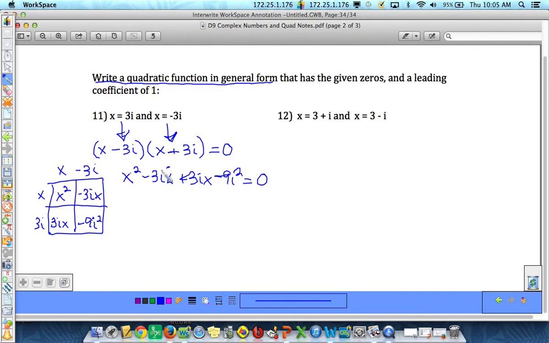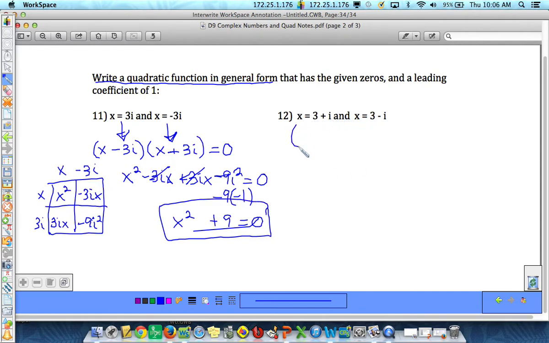These two terms are opposite, and they're like terms, so they cancel each other out. I squared equals negative 1, so this will end up multiplying to equal positive 9. So you get this equation, and that is in general form. Okay, we do the same thing over here.